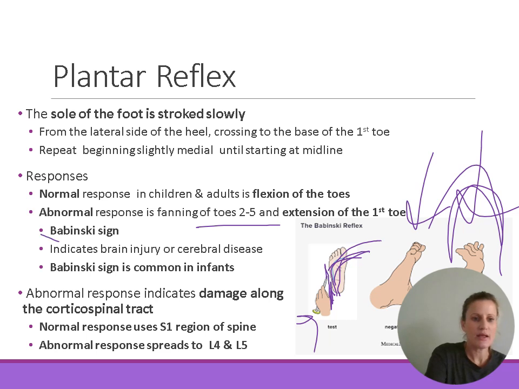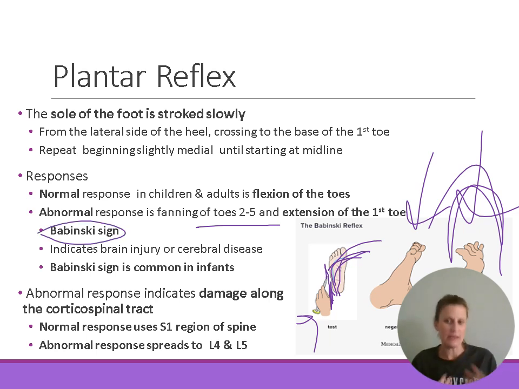Babinski's sign is not abnormal in infants. Babinski's sign is common in infants, and it can be present until about 2 years of age. Now, I'll tell you, the textbook says 4, but most resources will tell you that Babinski's sign is normal until 2 years of age, because there's underdevelopment of the corticospinal tracts in infants.